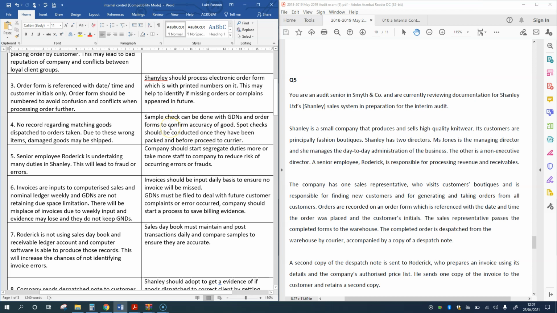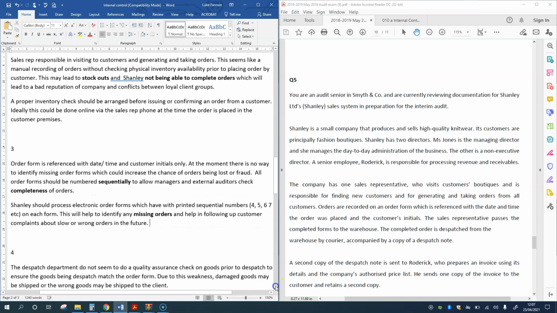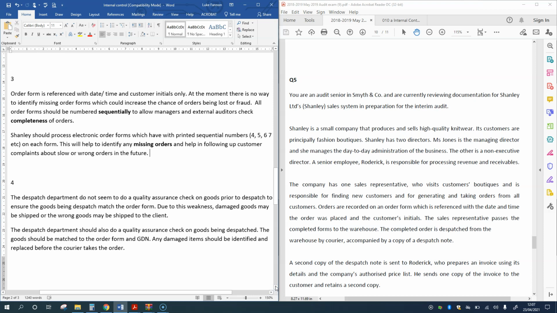The quality check, or the check that you're talking about, should be done every time, not a spot check or sample check. And I know in real life it might be difficult to check everything, but you're making a recommendation here, so you can afford to give the full recommendation. So the dispatch department, okay. Because of this weakness, damaged goods may be shipped or the wrong goods may be shipped to the client. And I've called it a quality assurance check, maybe, or something like that, prior to dispatch to ensure goods being dispatched match the order form.